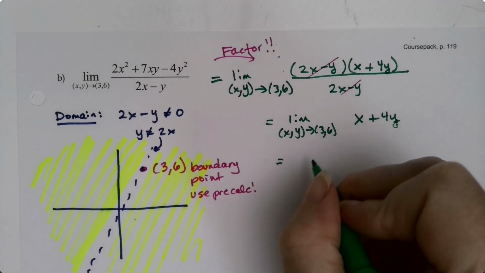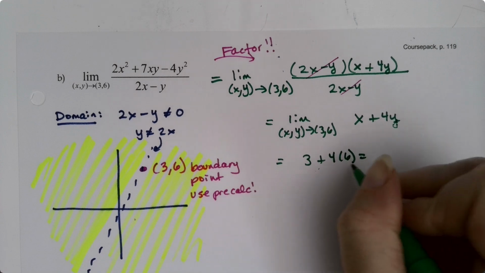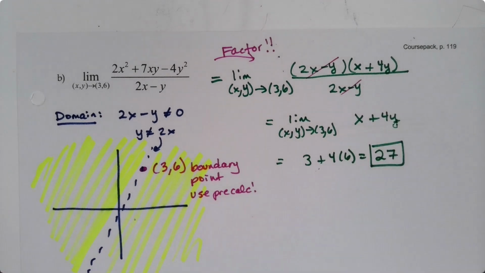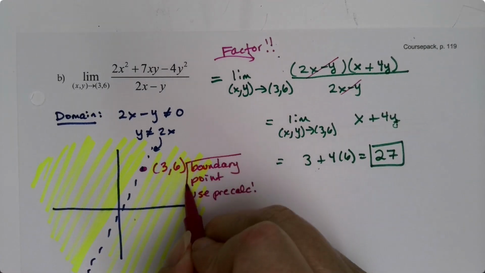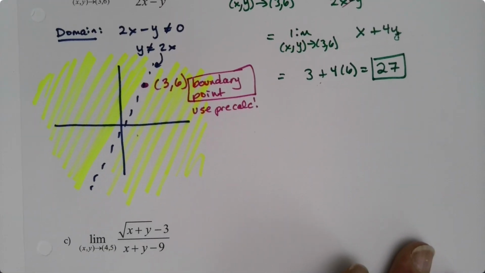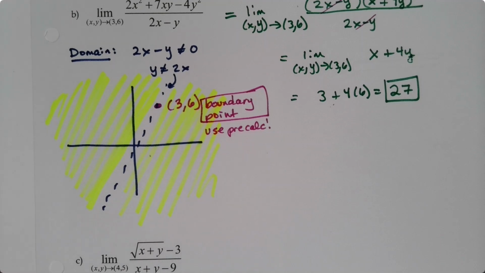So now we say, okay, 3 plus 4 times 6 is 3 plus 24, which is 27. So there's the limit. Here's the fact that it's a boundary point. There's the domain. But one other thing to think about before we leave this behind is, what's this showing us?